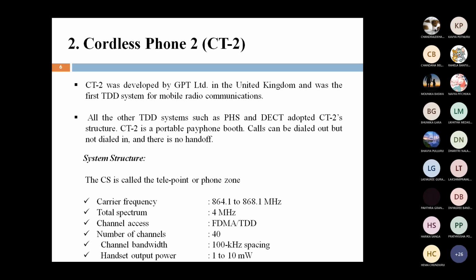What is the system structure of Cordless Telephone 2? The carrier frequency is from 864.1 to 868.1 megahertz, so the total spectrum is 4 megahertz. The channel access system is FDMA/TDD. Why FDMA here instead of TDMA? Because this is a second generation, an advanced system for landline telephones, that's why we use FDMA/TDD. The number of channels is 40, the channel spacing is 100 kilohertz, and the handset output power is 1 to 10 milliwatts.